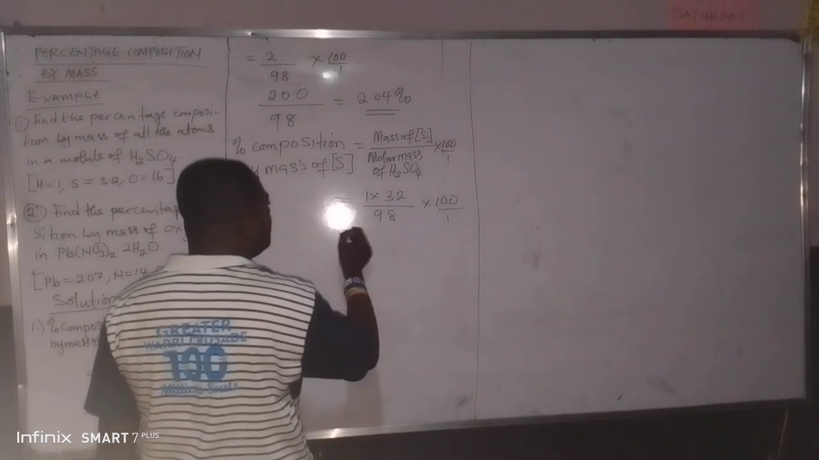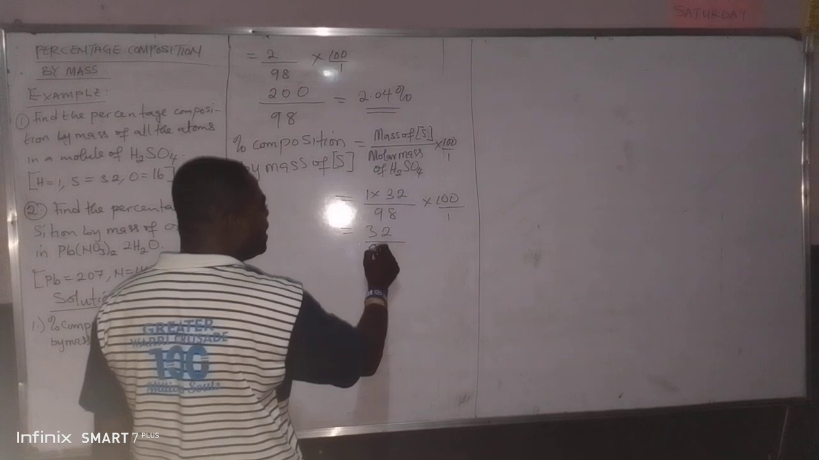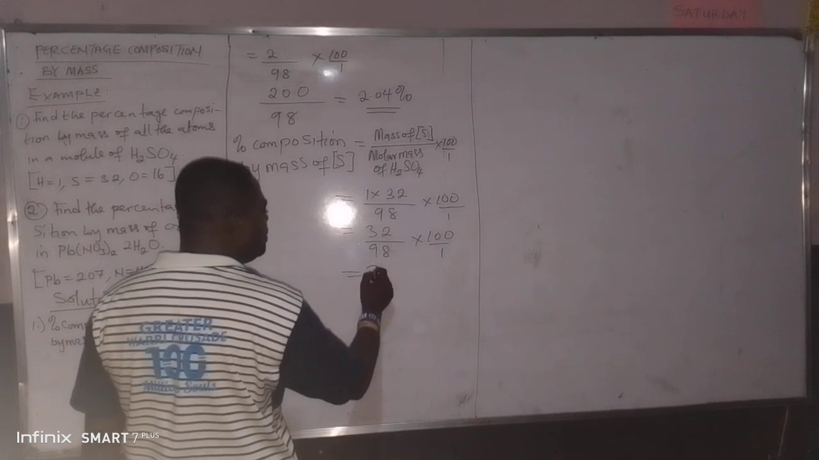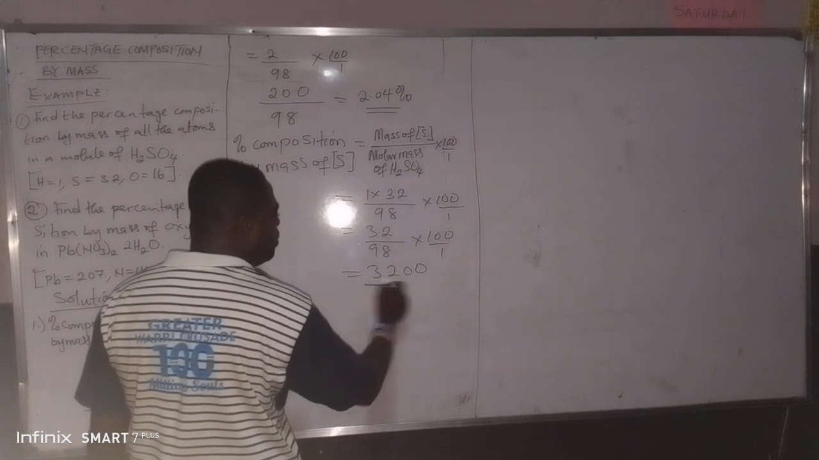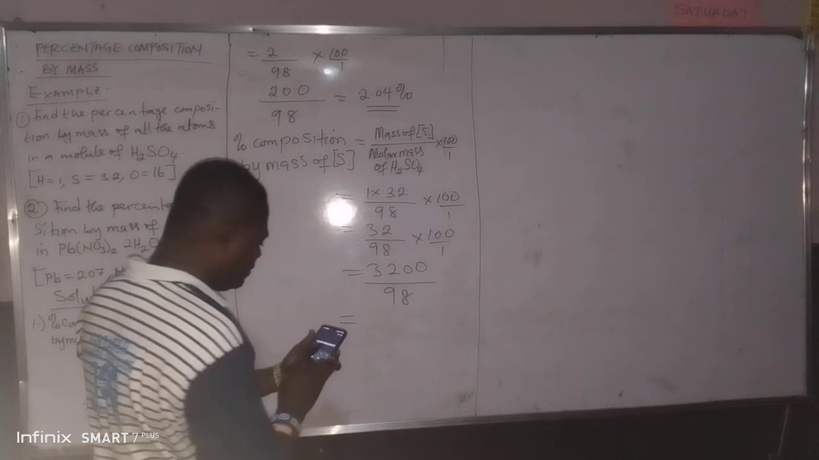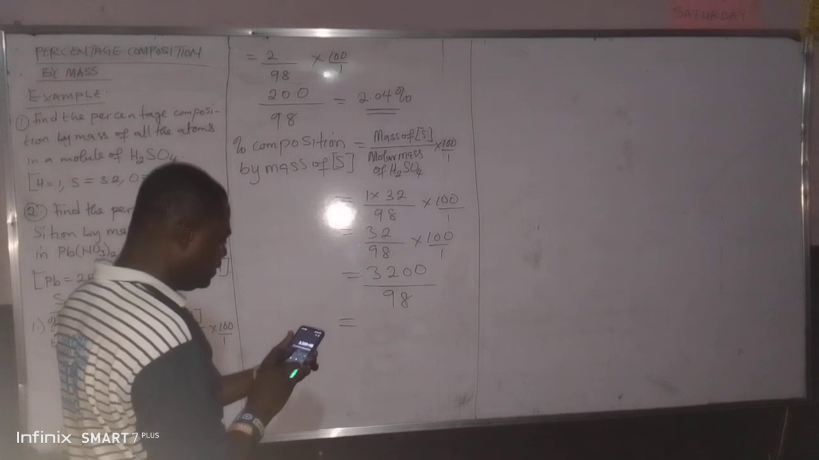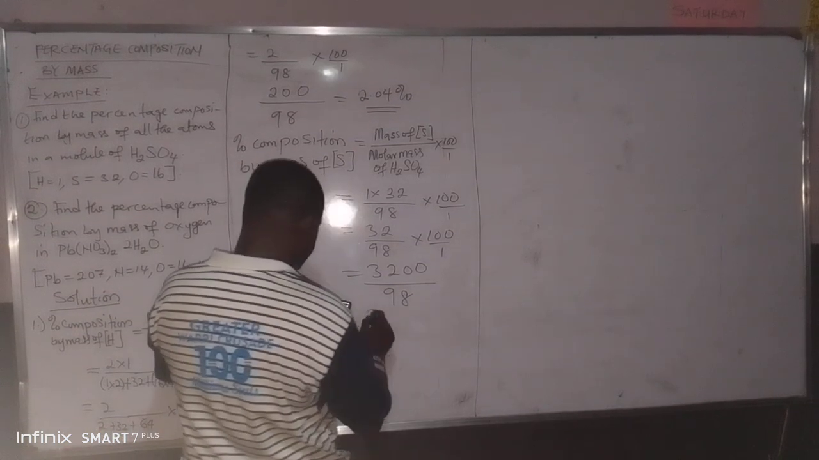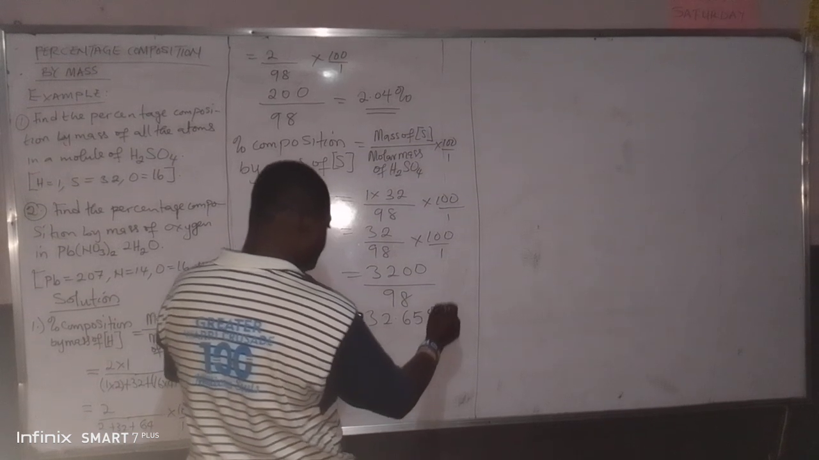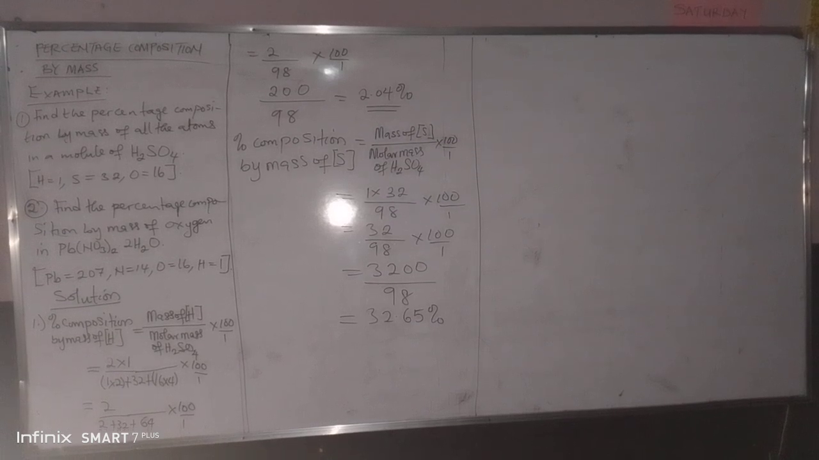So what do we have? 1 times this is 32, so over 98 times 100 over 1. 32 times 100 is 3,200 over 98. So this one gives me what? 3,200 divided by 98, and that gives me 32.65%. So that is the percentage composition by mass of sulfur inside that compound.